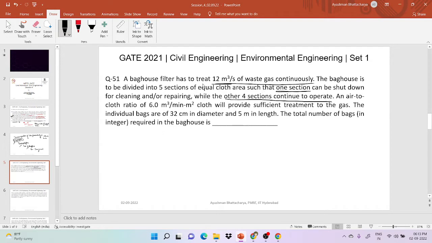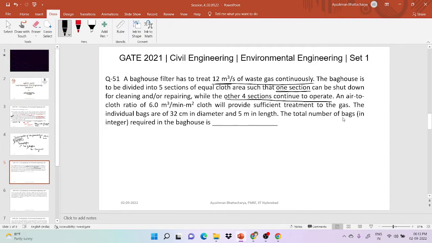And so they are telling that a bag house filter has to treat a particular amount of waste gas continuously, and the bag house has to be divided into 5 sections having equal cloth area, in which one section will be shut down for repairing and cleaning while the other 4 sections will be used for operation. An air to cloth ratio of 6 meter cube per minute per meter square cloth will provide sufficient treatment to the gas.